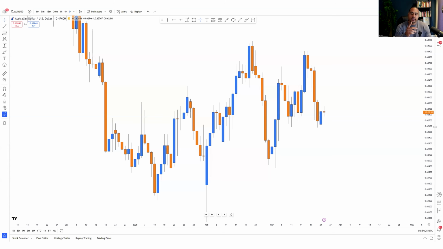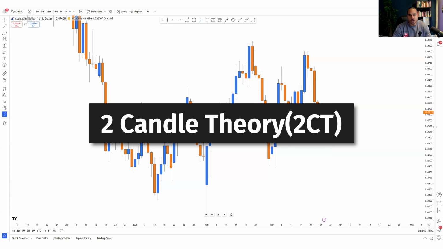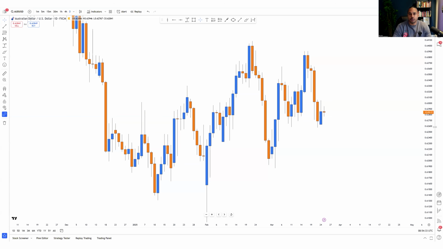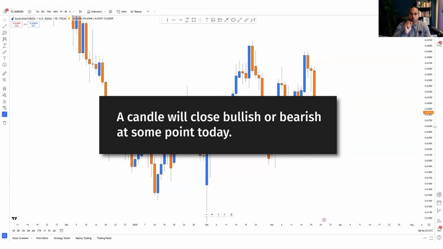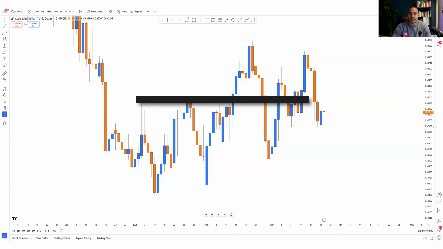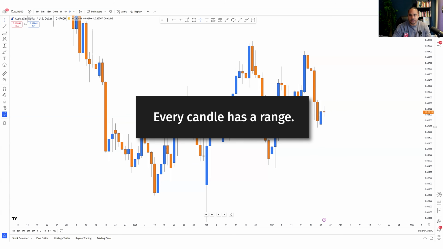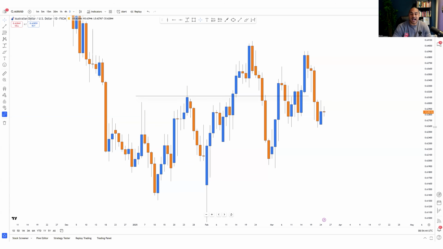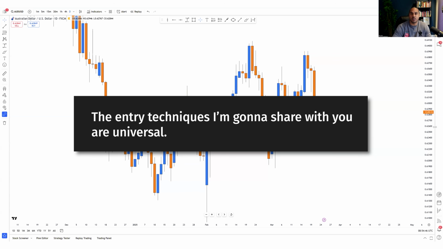I can promise you this is the simplest price action strategy you will ever learn. It's called 2CT. How does it work? Well, it's based on the belief that a candle will close bullish or bearish at some point today. It is also based on the belief that every candle has a range. And the final belief is that the entry techniques I'm going to share with you are universal. Let's jump on the charts.